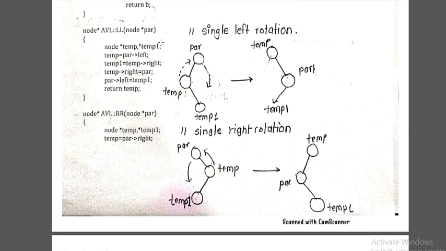So first comes the left left. In the single left rotation, what we have to do? Now the temp is equal to the parent of left. So suppose this is the parent, and its left is temp. Then temp of right is temp 1. If such a tree is there, then we just have to make the rotation: temp of right becomes the parent, and the parent of left is now temp. So this will get rotated like this, which is nothing but left rotation.